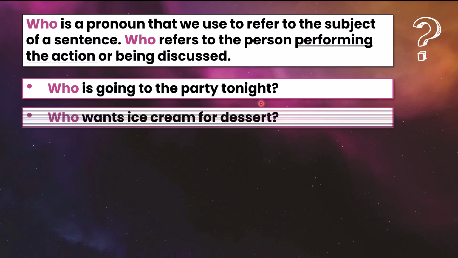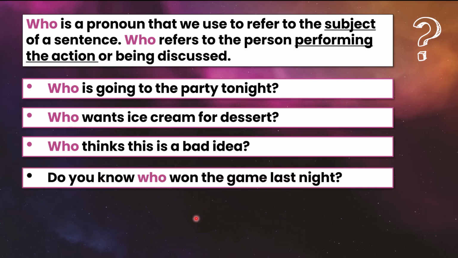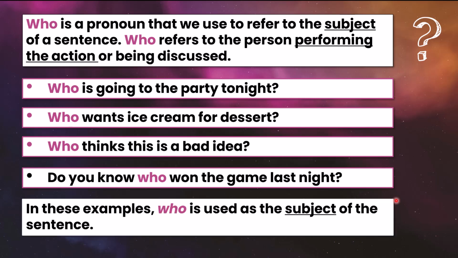Who is going? Who wants ice cream for dessert? Who thinks this is a bad idea? Do you know who won the game last night? In these examples, who is used as the subject of the sentence.